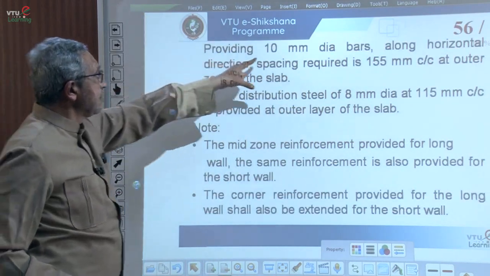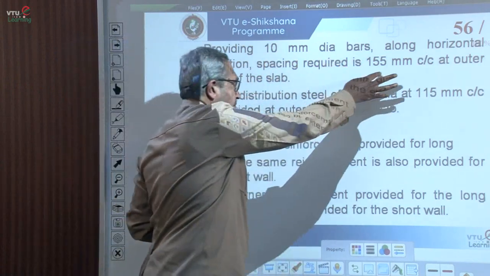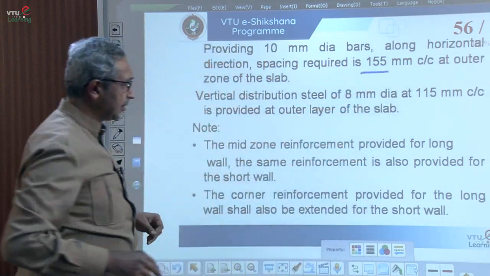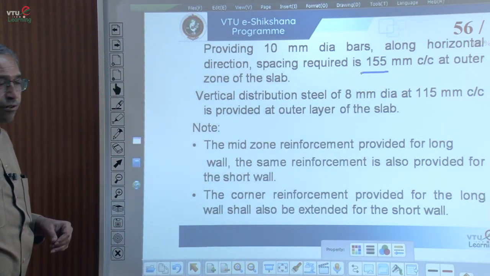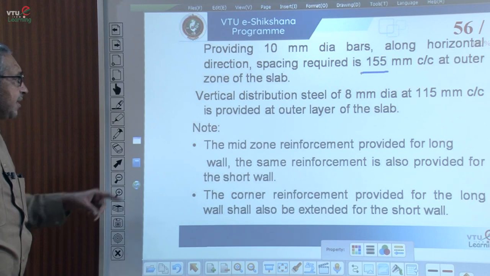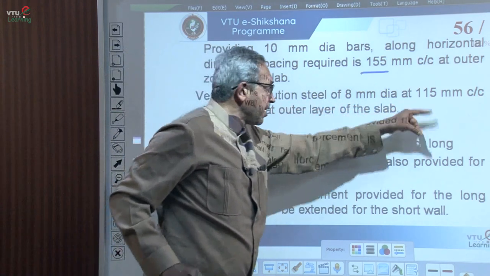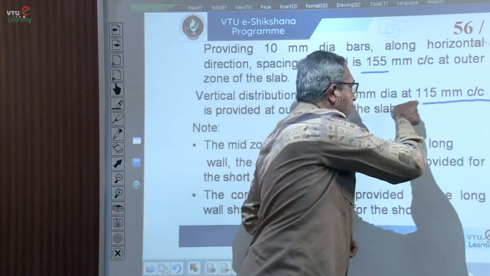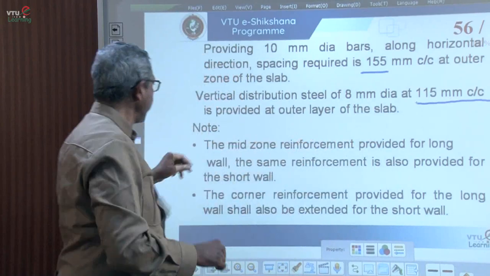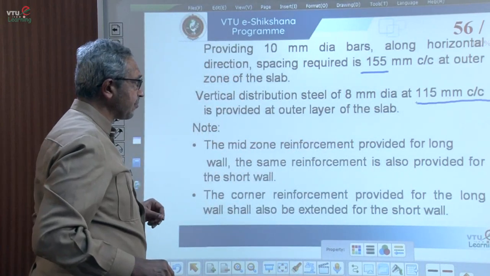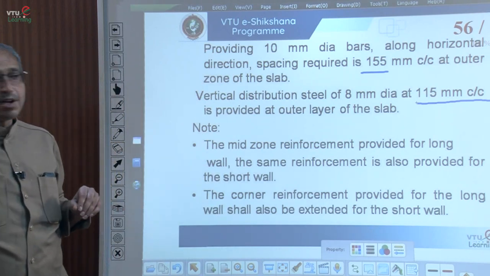So providing 10 mm diameter bars along the horizontal direction, the spacing required is 155 mm center to center at the outer zone of the wall. Next is vertical distribution steel of 8 mm diameter at 115 mm center to center, provided at the outer layer of the slab. So this is about the design requirements for the long wall.